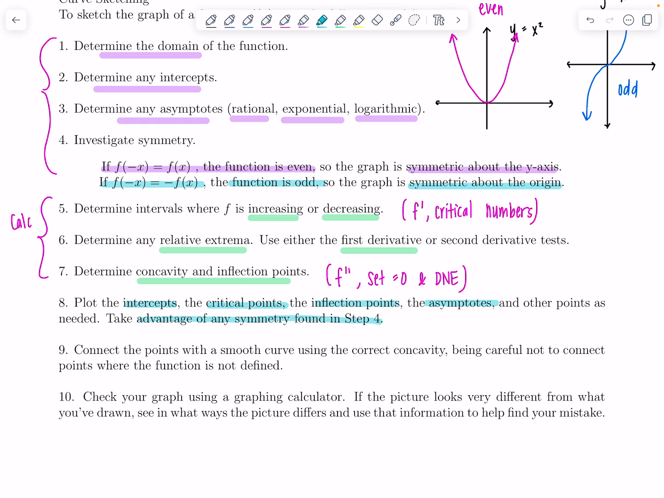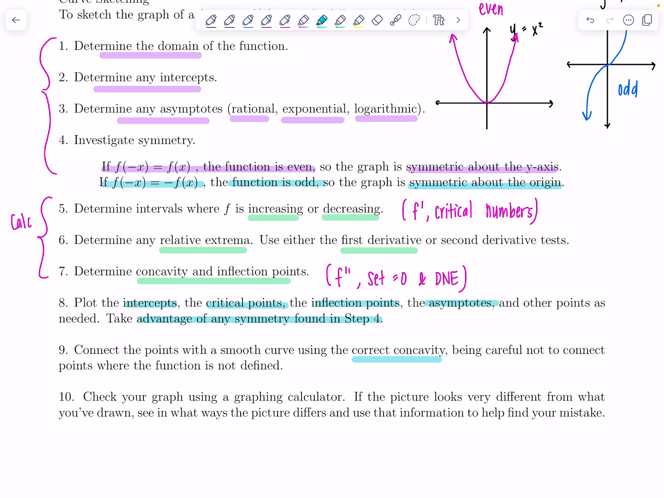And symmetry can be helpful because then you can just reflect a huge chunk of your graph and not have to worry about what it looks like in certain places. And then draw it nicely, smoothly. Do your best using the correct concavity. And I'll help you. I'll walk you through the process. That can be a little bit scary.